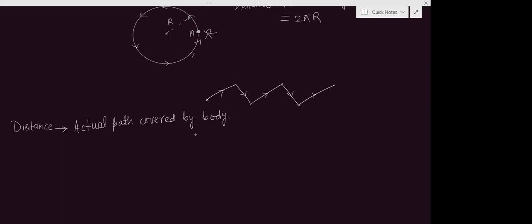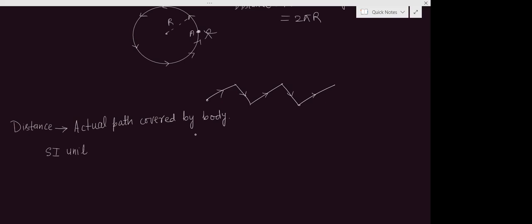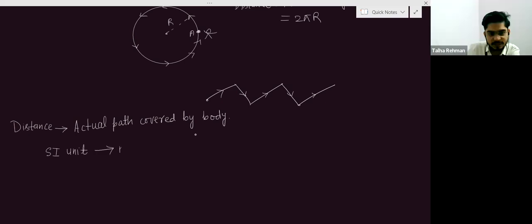So for distance, the unit can be centimeter. We can measure the distance in centimeter, in meter, or in decimeter. Generally we use the distance in meter. There is an international system of units, that is the SI unit. The SI unit of distance is meter.